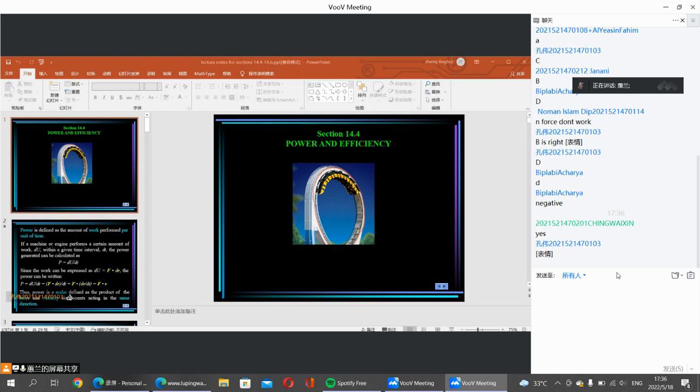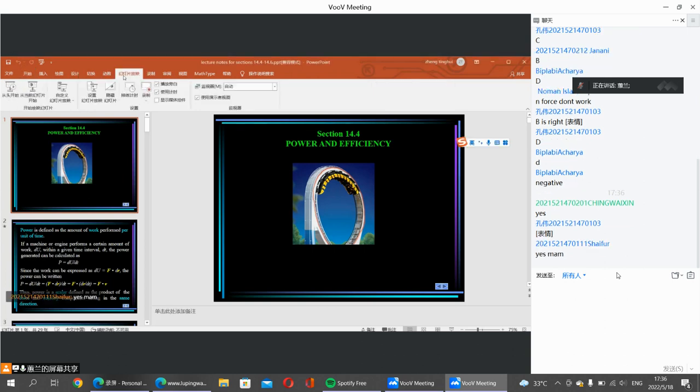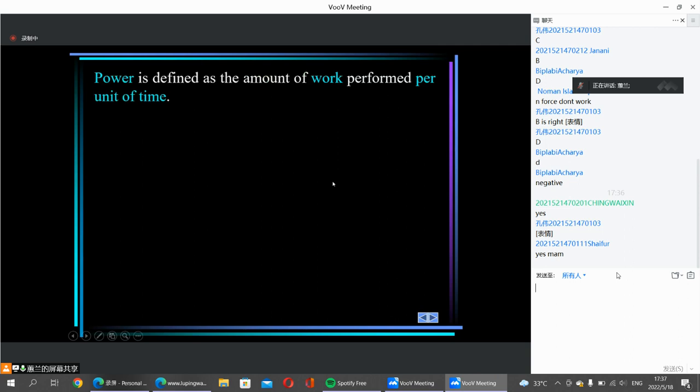Okay. So we'll start the work, and the power and efficiency. Okay, let's play this. Okay, so record. Power and efficiency, and we already know the work. We know the kinetic energy. We know the work and energy equation, and we apply the work and energy equation to find out the velocity. And we will continue to know the power.